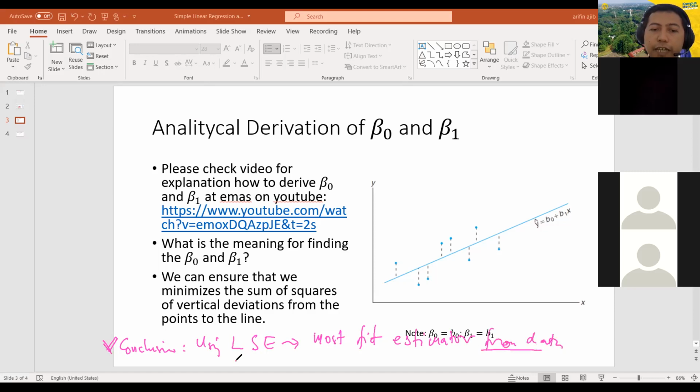Jadi menggunakan metode LSC ya, kita bisa mendapatkan estimator. Estimator artinya mendapatkan garis prediksi ini paling baik, the best, di antara data-data yang ada. The best dalam artian apa? The best dalam artian kita bisa mendapatkan deviasi minimum. Sum minimize atau minimum of sum square vertical deviations. Oke ya, poinnya dapat ya? Or any questions?